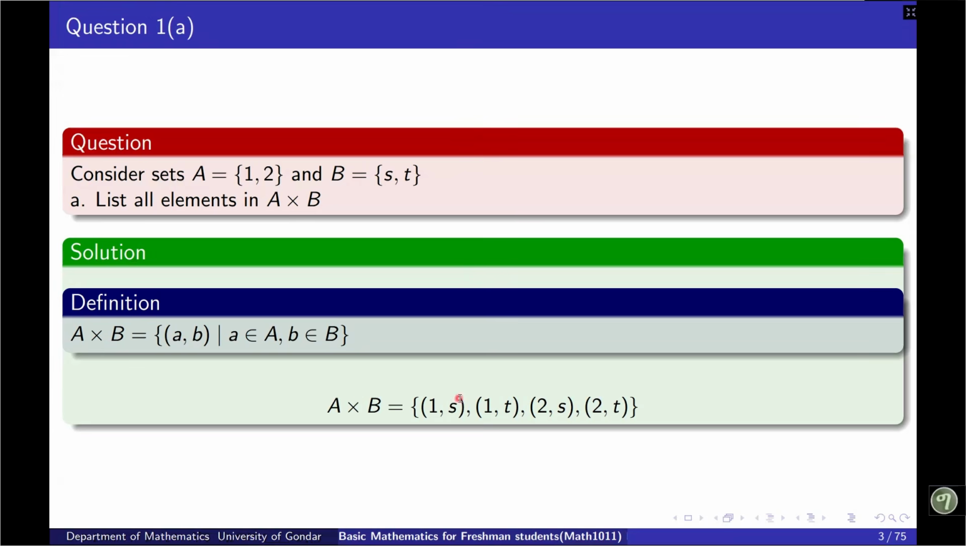And as we clearly observe here, the number of elements of A cross B is 4 ordered pairs, and this has a direct relationship with the number of elements of set A and set B. That is, the number of elements of A cross B, if A and B are finite sets, is the direct product of the number of elements of A and the number of elements of set B.